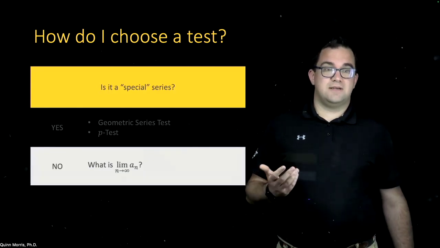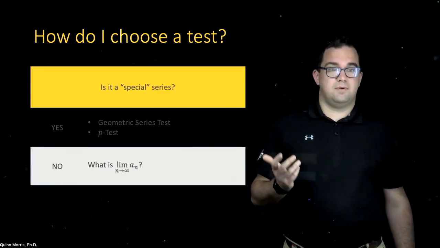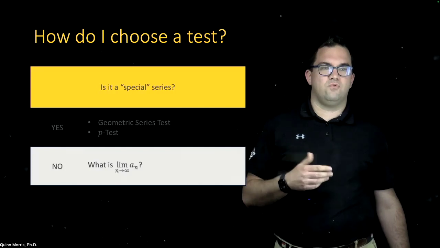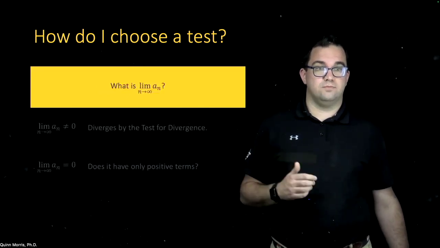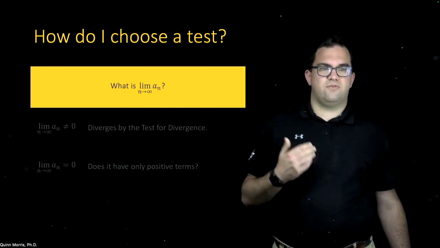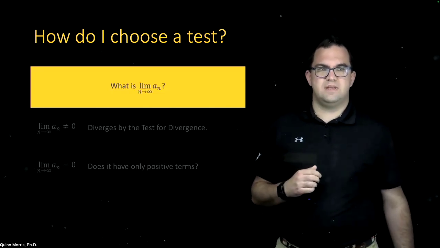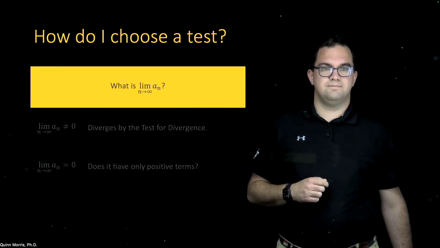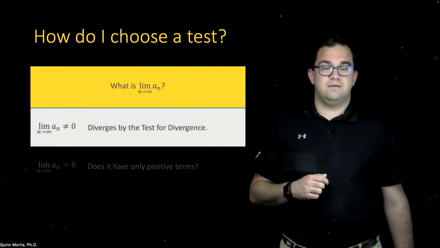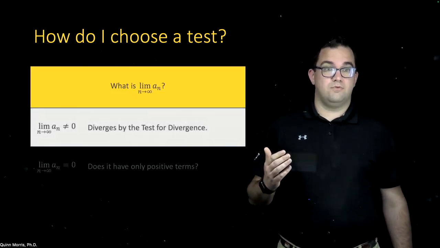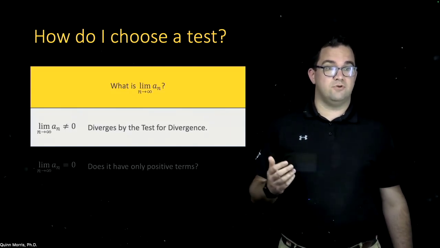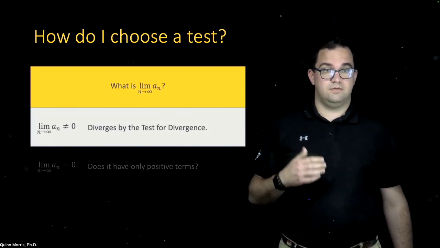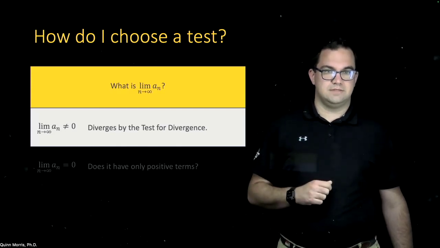If, however, it's not a special series, then I'm immediately going to ask, can I quickly rule this out by just looking at the limit of the terms? So I'm going to ask myself, what is the limit as n goes to infinity of the terms of my series? If that limit is not 0, then I immediately get that the series diverges by the divergence test, or the test for divergence, the nth term test.